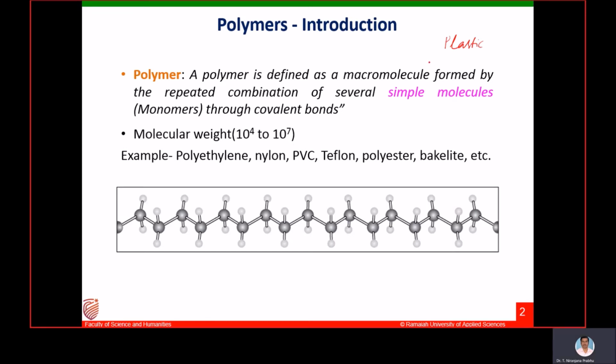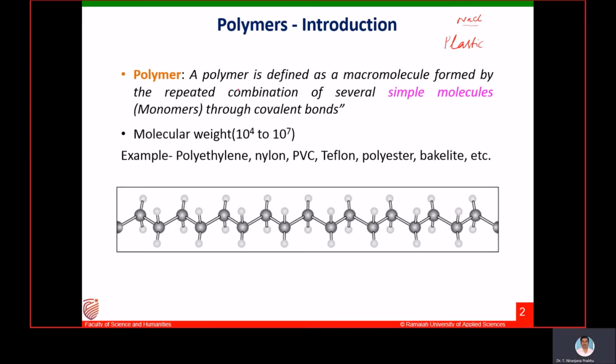Basically, these plastics are polymers. What is a polymer? We have seen a simple chemical compound like NaCl. It is a simple chemical molecule, and when you put it into water, it will dissolve. But a polymer is not like that. The molecular weight of a simple chemical compound is very small, but the molecular weight of a polymer goes from 10,000 to lakhs. So it is a very high molecular weight compound, and if you put it into water, it won't dissolve so easily. It takes hours, sometimes days, to dissolve in a solvent.